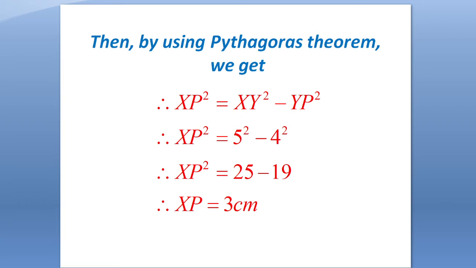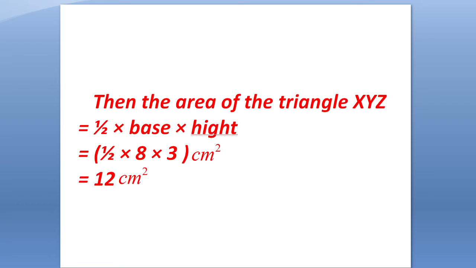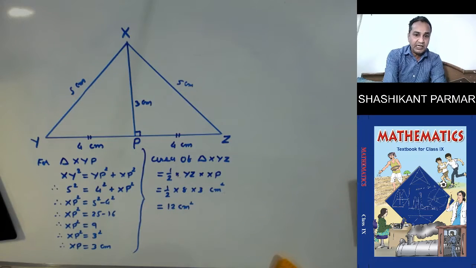So now by using Pythagoras theorem, we get XP square is equal to XY square minus YP square. So XP square is equal to 5 square minus 4 square. Therefore XP is equal to 3 centimeter. And then the area of the triangle XYZ is equal to 1 half into base into height, equal to 1 half into 8 into 3 centimeter square, equal to 12 centimeter square. Okay, so see here again how can we find area.